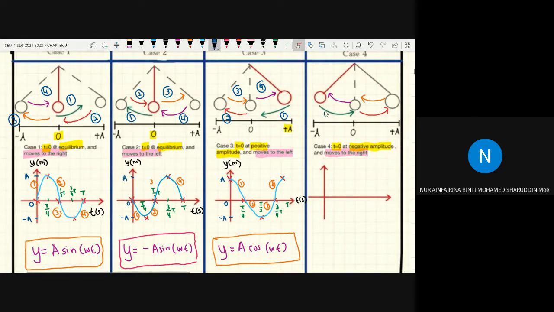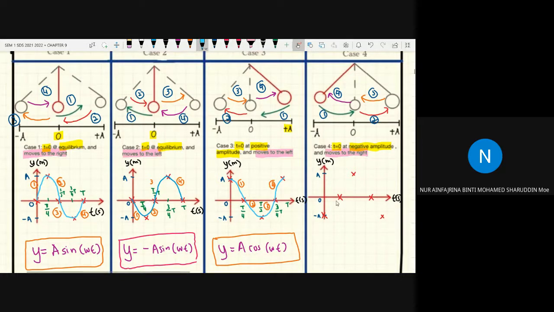So this is the first step. Second, third and fourth. When you draw it, you need to know you will have amplitude, equilibrium, and also negative amplitude, and we will plot displacement against time. We know it starts from negative amplitude, then goes to equilibrium, then to positive amplitude, then returns to equilibrium, and the final destination is negative amplitude.